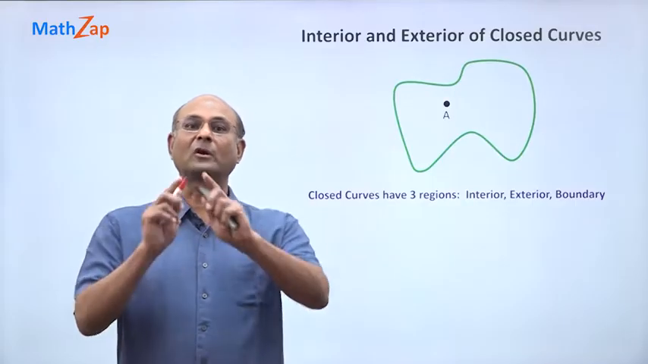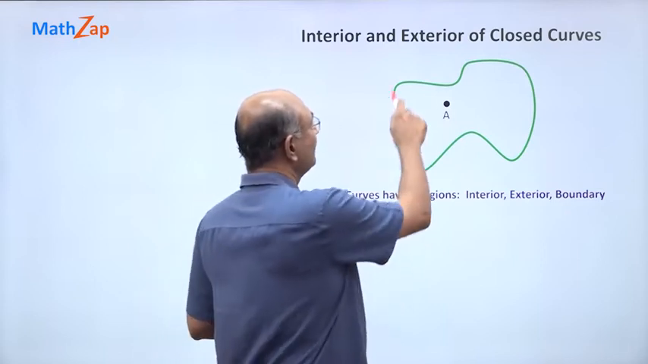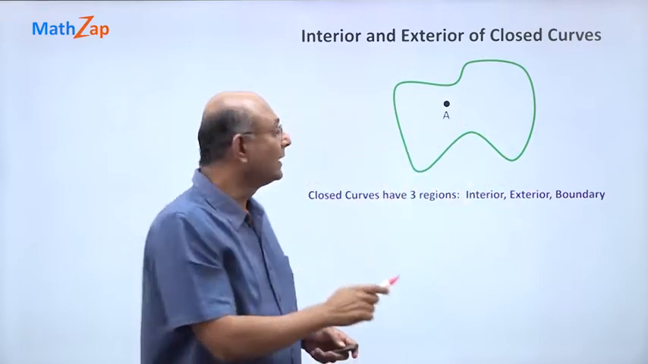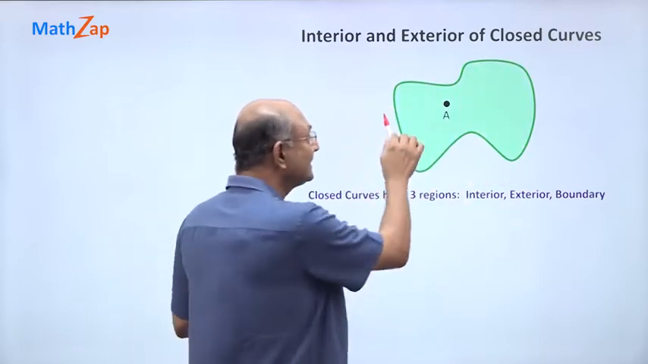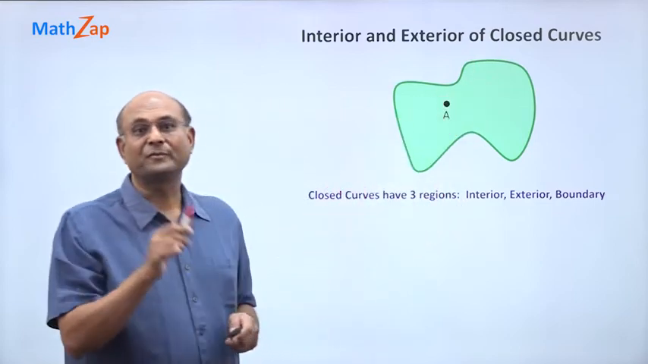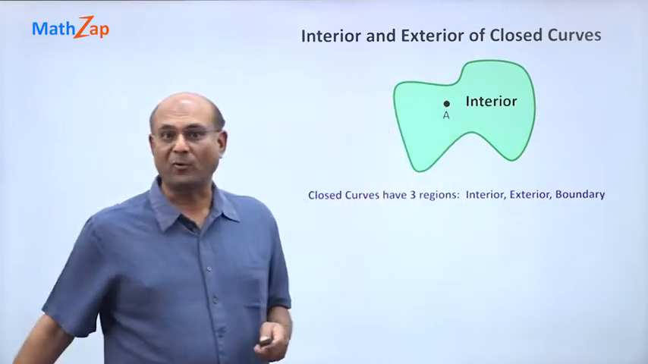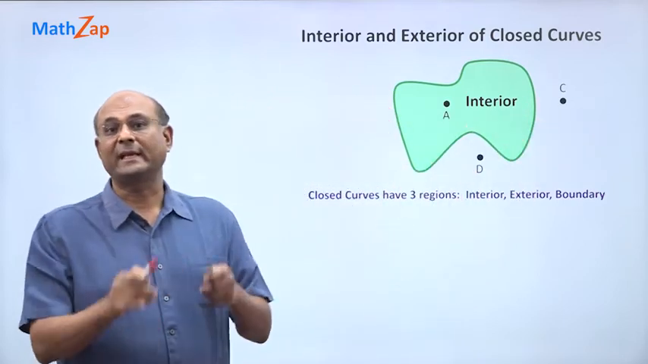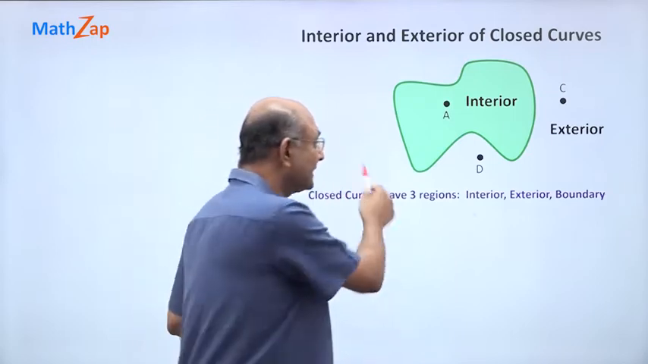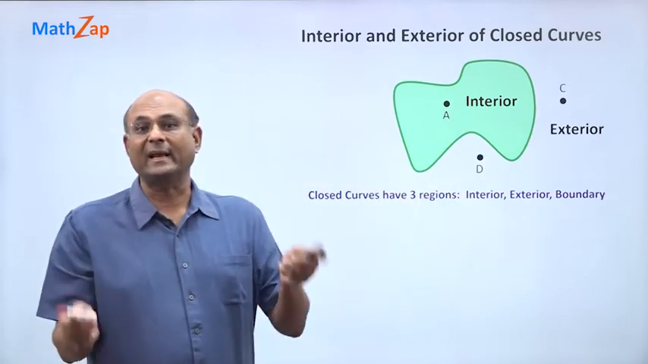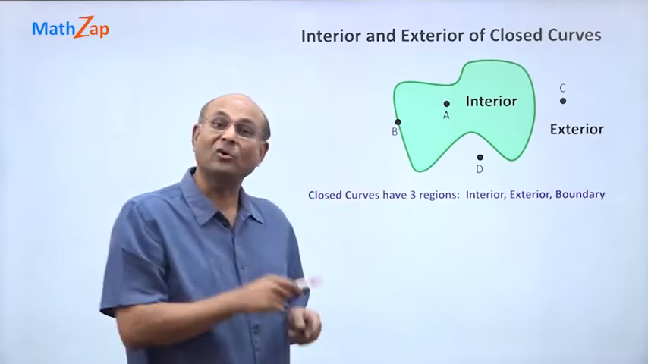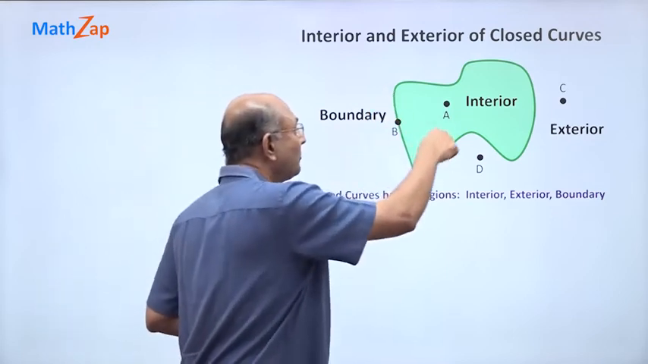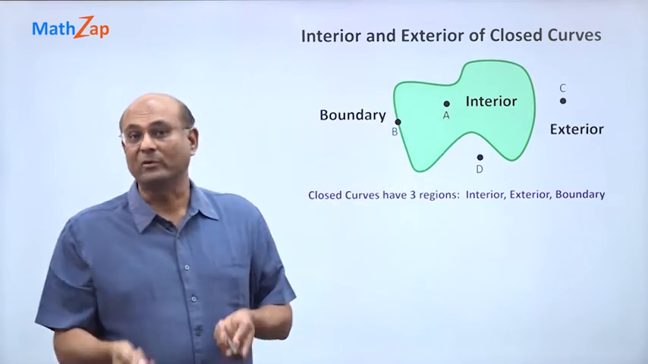When we talk about closed curves, when you have a closed curve like this, you have an inside part and you have an outside part. A point like A lies in the inside region. So we say A is an interior point. Points like C and D lie outside the curve. So we say that they are exterior. This is the exterior region and C and D are exterior points. What if a point lies on the curve? We call that point a boundary point. So all points on the curve are called boundary points.